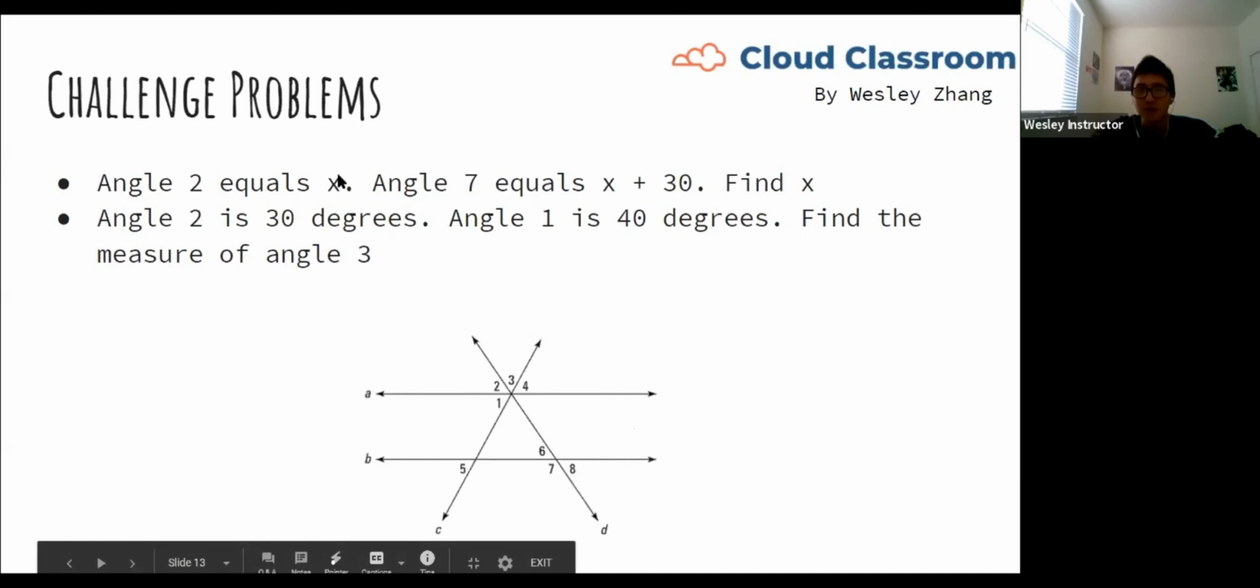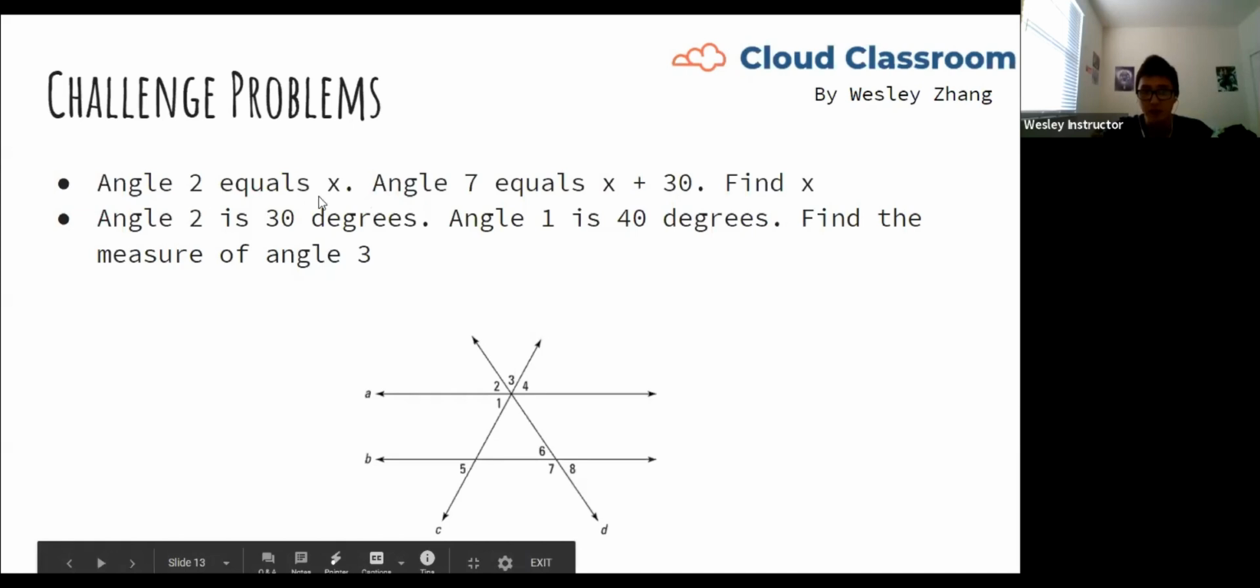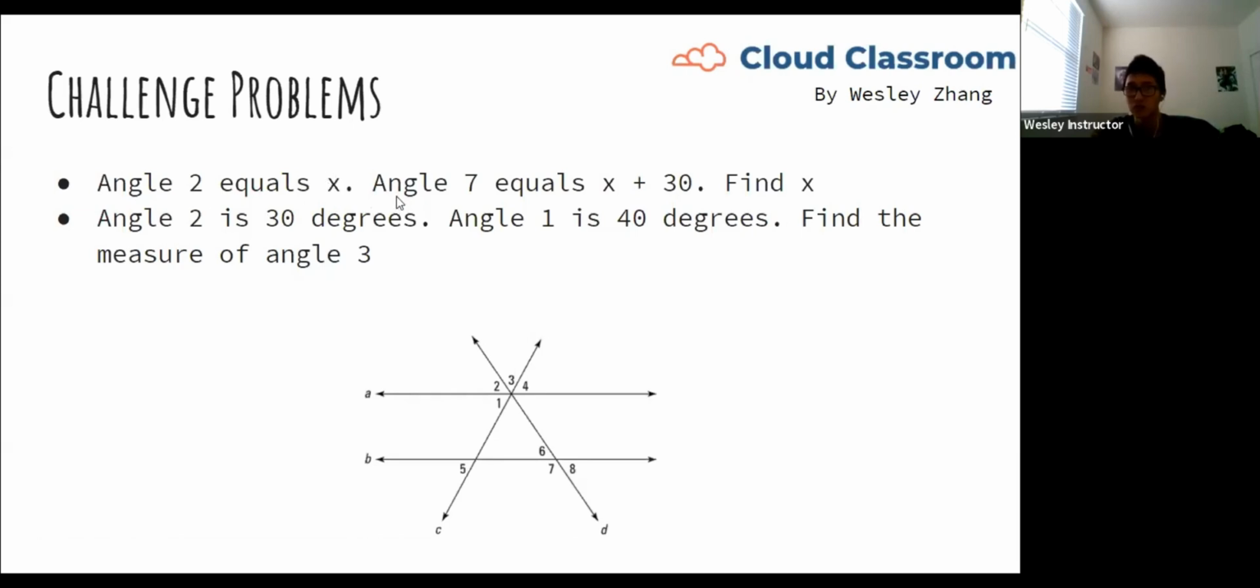All right, so when we combine like terms, we get 2X plus 30 equals 180, and then we solve for X. We subtract 30 from each side, then we get 2X equals 150. 150 divided by 2 is 75. So angle 2 equals 75 degrees, and X equals 75. All right, angle 2 is 30 degrees, angle 1 is 40 degrees.